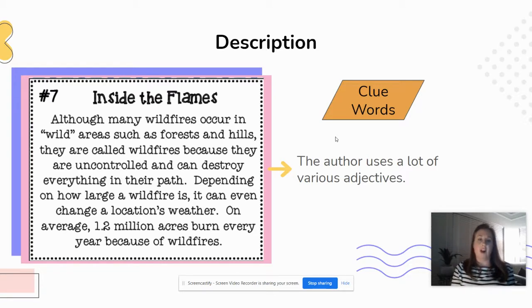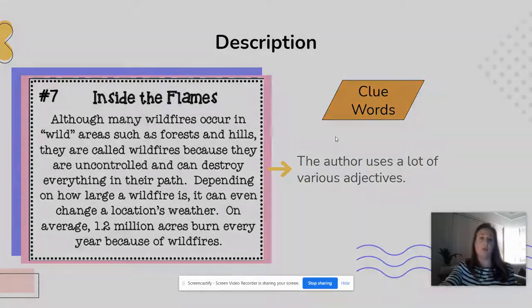Okay, so inside the flames. Although many wildfires occur in wild areas such as forests and hills, they are called wildfires because they are uncontrolled and can destroy everything in their path. Depending on how large a wildfire is, it can even change a location's weather. On average, 1.2 million acres burn every year because of wildfires. Okay, so with this particular text, we see the way that they're describing wildfires, what can happen, and what it looks like. So this would be description.